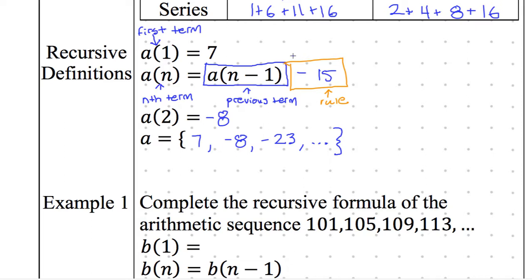All right, so let's practice again with our vocab. What is this 7? First term. How do I say that symbolically? A of 1. This is our what term? A of 2, and that is our second term. What about this guy?